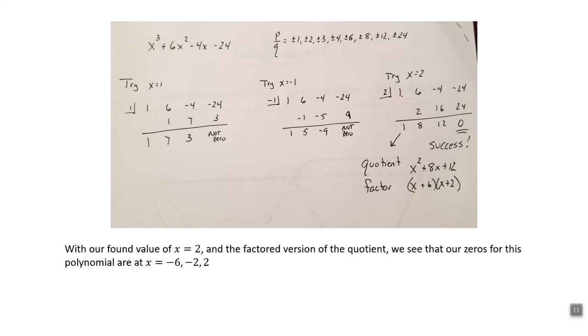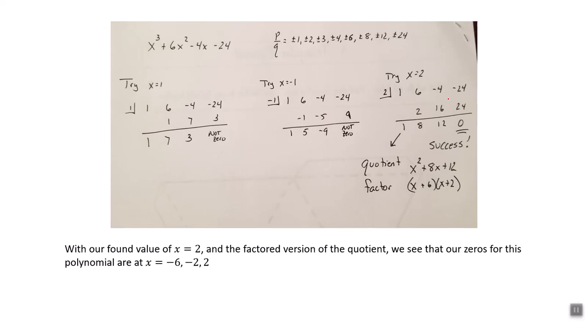When I try 2 with my coefficients 1, 6, negative 4, and negative 24, I drop the 1. 2 times 1 is 2. Add straight down to get 8. 8 times 2 is 16. Add straight down to get 12. 12 times 2 is 24. Add straight down, we get a 0 remainder. That's awesome. We know that x equals 2 is a 0, which tells us that x minus 2 is a factor. And we have our quotient right here.